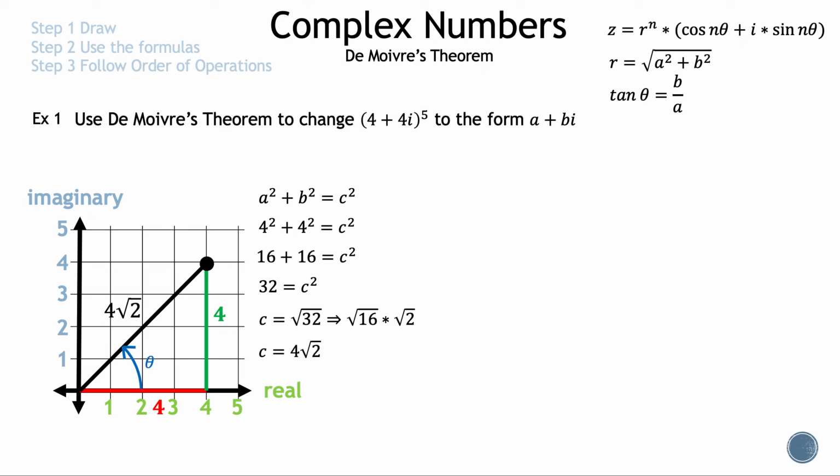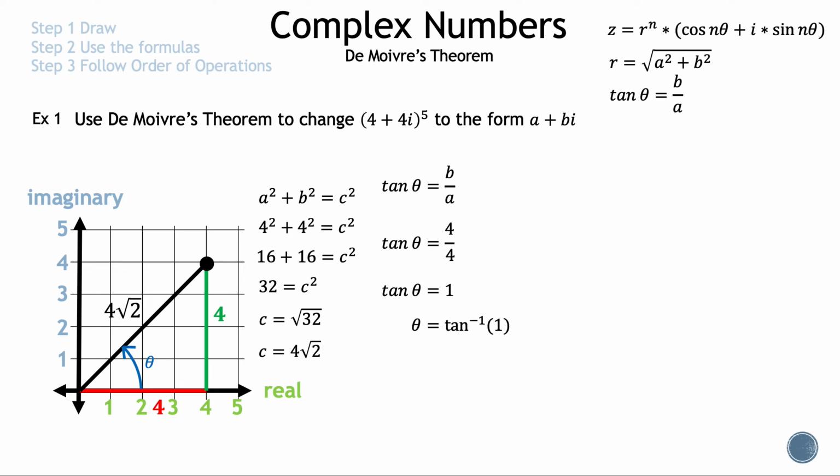Now we need to find the argument by using tangent theta is equal to b divided by a. Since we're running out of room, let's get rid of some of that work. And now we can substitute 4 for b and 4 for a. Make sure that you remember tangent is opposite over adjacent, but since the numbers are the same, it doesn't really matter in this case. Now we have tangent theta is equal to 4 over 4, and 4 divided by 4 is 1. So now we have tangent theta is equal to 1.